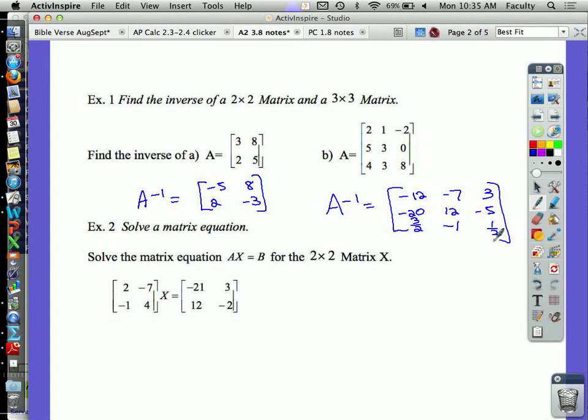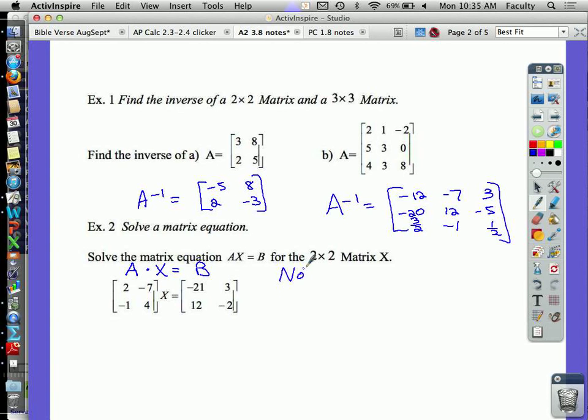Alright, everybody okay with how you can get the inverse? So very straightforward. You just enter the matrix, then get to your home screen and do A inverse. Alright, so then in example 2, what if I have a matrix equation? This is A times the unknown equals B.